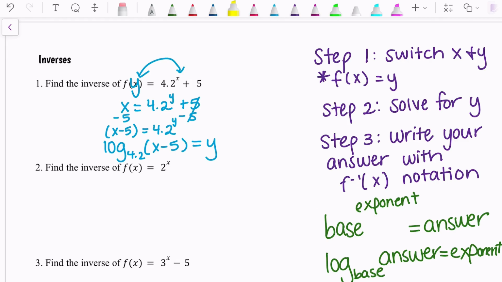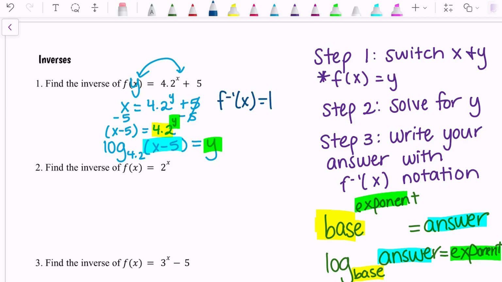So just like in our bay over here, our base becomes our base. So my 4.2 is my base. My exponent was y, and so it's always equal to the exponent in log form. And then I had my answer on the inside. So those are those parts. Now it's equal to y. Y is by itself. And so I'm going to rewrite it with our fancy function notation. So my final answer would be f inverse of x. It just means, hey, this is the inverse function. That's all it means. Log base 4.2 of x minus 5. And that's my final answer.